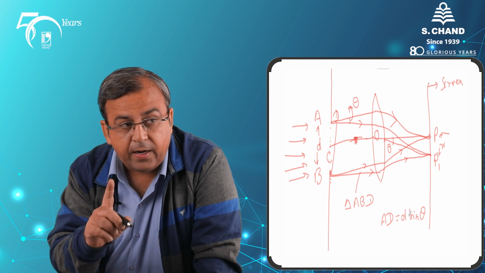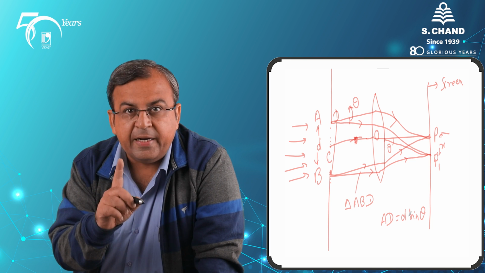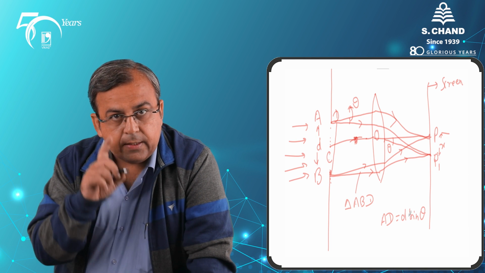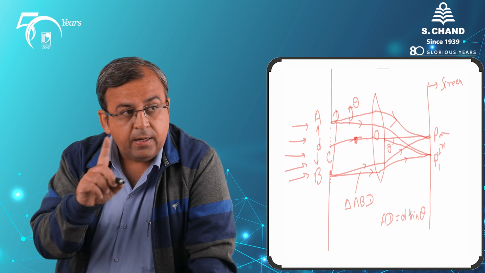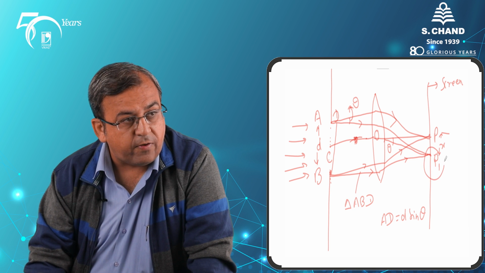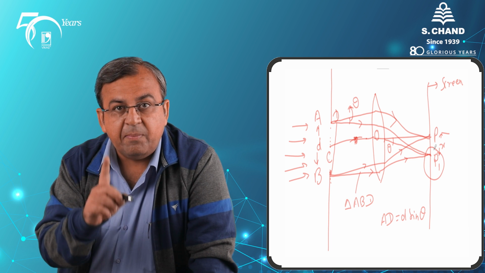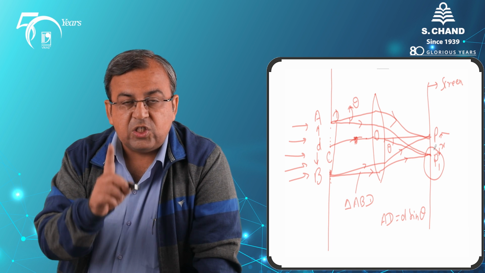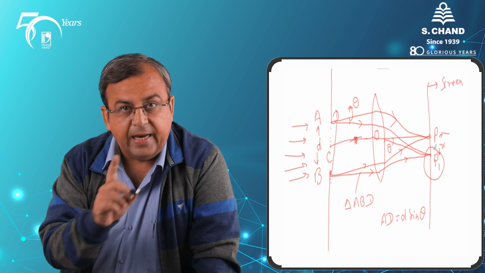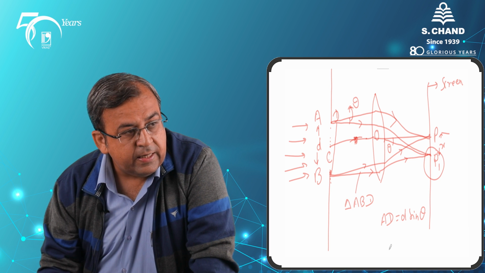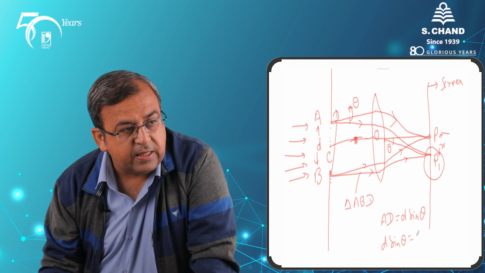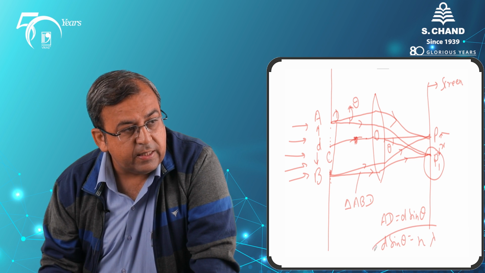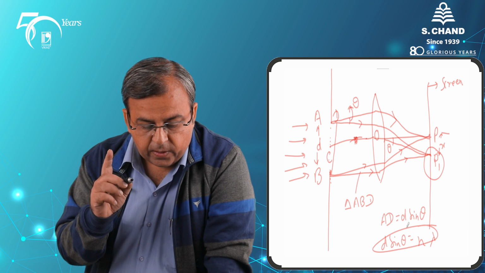The point P1 will be of minimum intensity if the path difference is equal to integral multiples of lambda. I repeat it because it is important to understand the point P1 on the screen. Here is the point P1 which we are talking of right now. P1 will have the minimum intensity if the path difference is an integral multiple of lambda. It means we are saying that d sine theta is equal to n lambda.